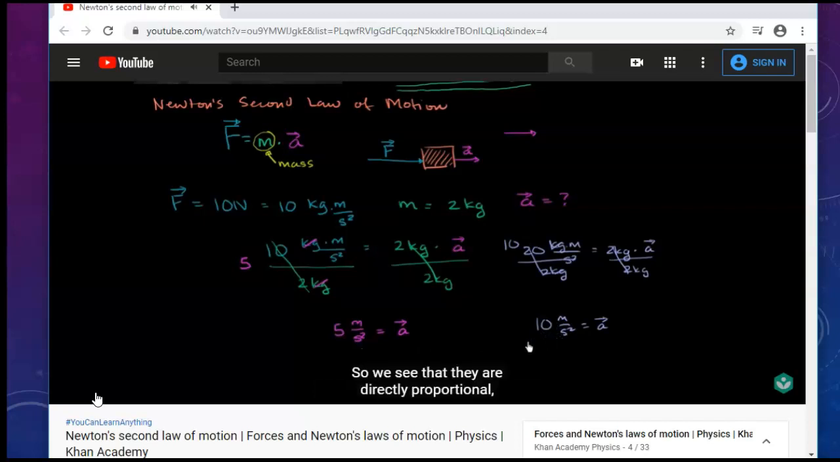So we see that they are directly proportional, and the mass is how proportional they are. And so you can imagine what happens if we double the mass. If we double the mass in this situation, with 20 newtons, then we won't be dividing by 2 kilograms anymore. We'll be dividing by 4 kilograms. And so then we'll have 20 divided by 4, which would be 5 meters per second squared. So if you double the mass, then your acceleration will be half as much. So the larger the mass you have, the more force you need to accelerate it, or for a given force, the less it will accelerate. The harder it is to change its constant velocity.